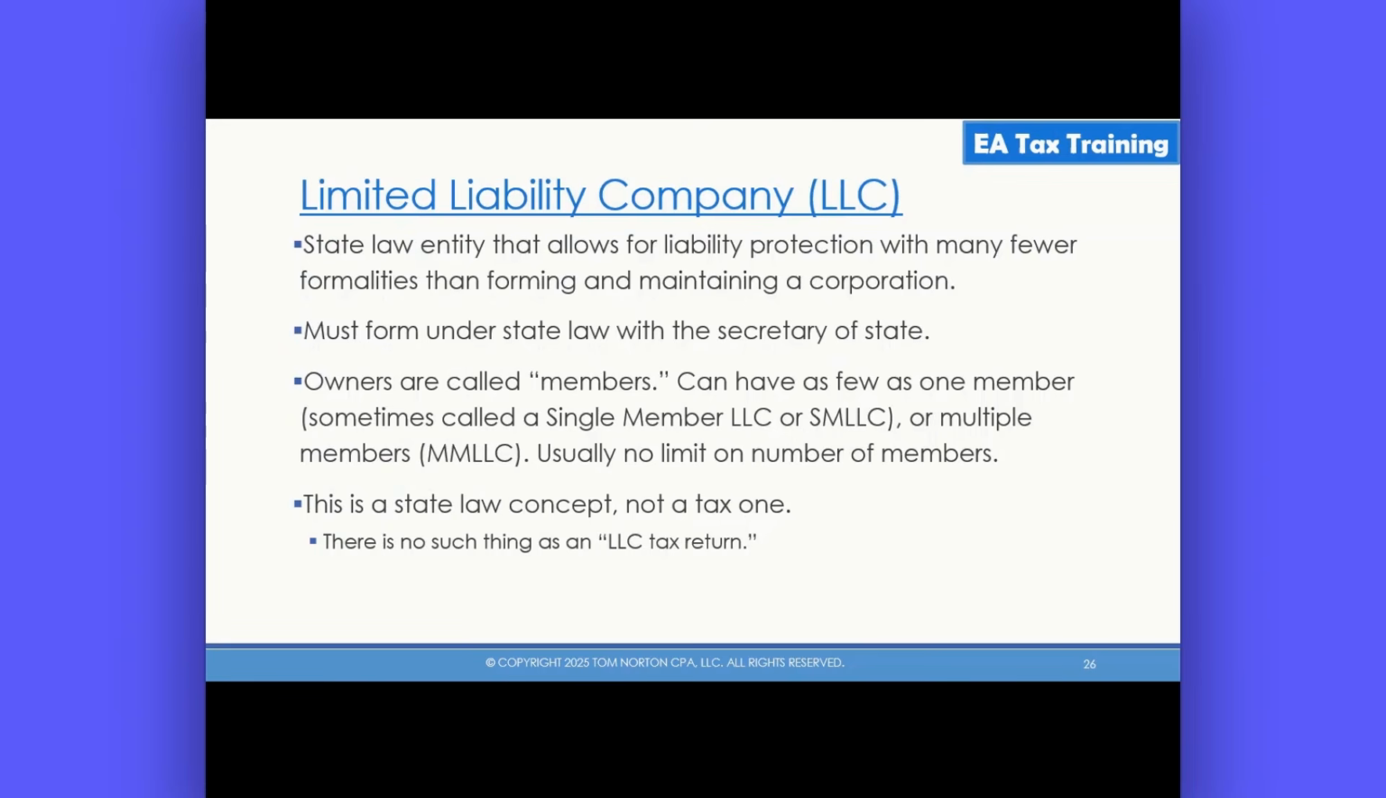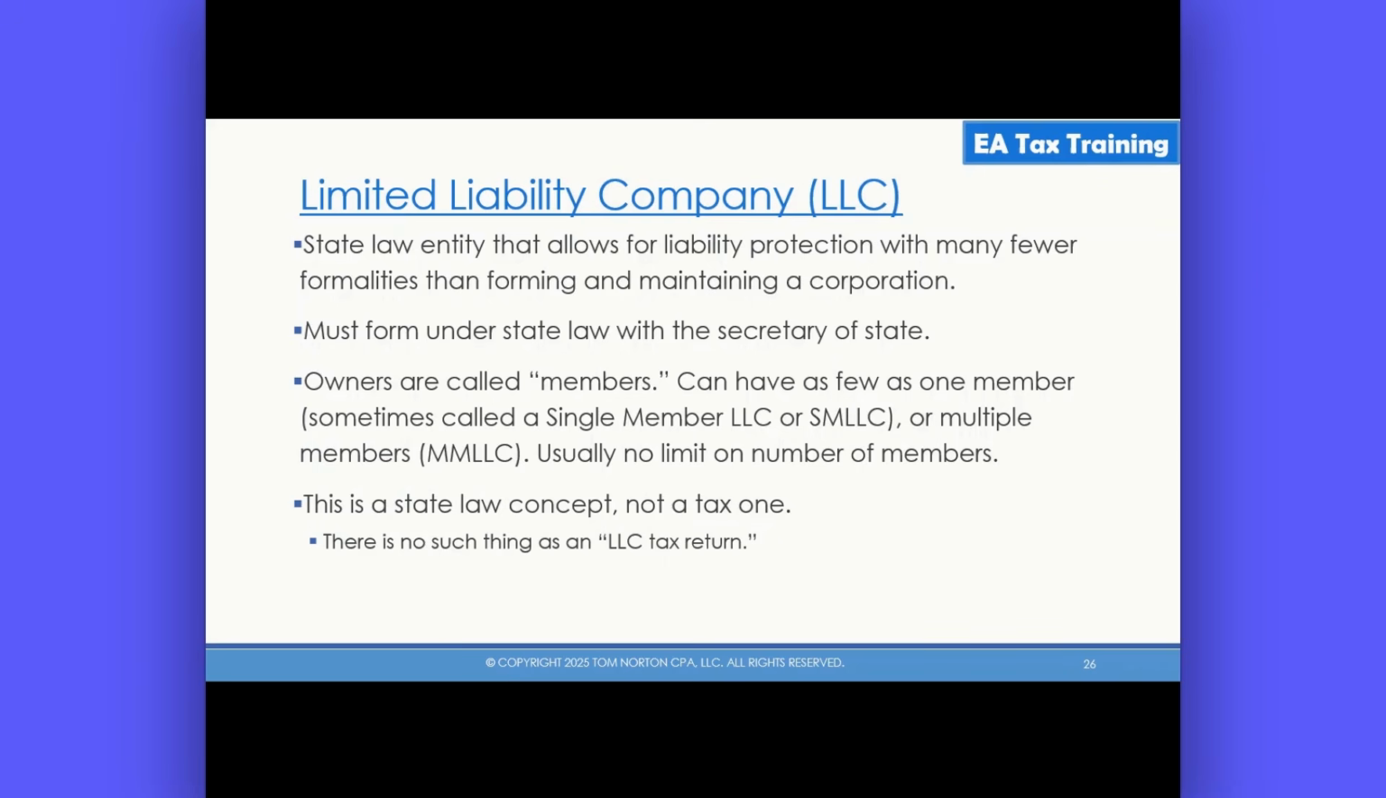Our next entity is a limited liability company, or LLC. This is a state law entity that allows for liability protection that is very similar to that of a corporation. I am not an attorney. I think there may be some subtle differences in there, but for all practical purposes, you get the same liability protection with an LLC as you do with a corporation, but you have many fewer formalities and costs than you do with having a corporation. So you don't have to keep that corporate book and have a board of directors and do all of those things. So it's a lot simpler than a corporation with essentially the same liability protection.